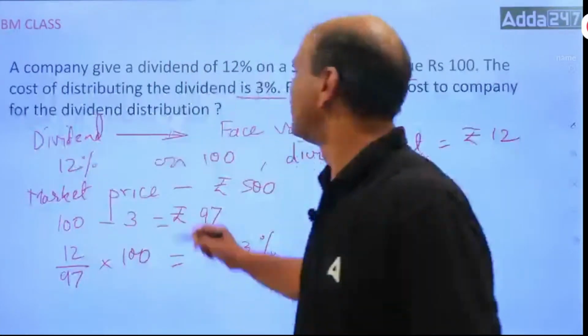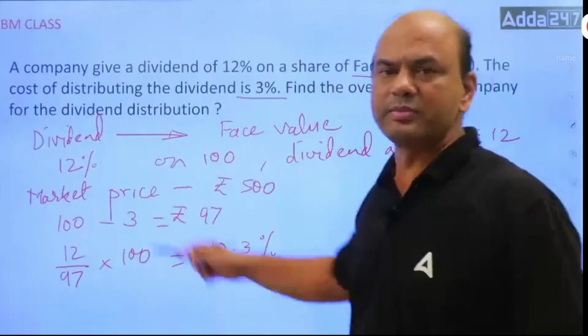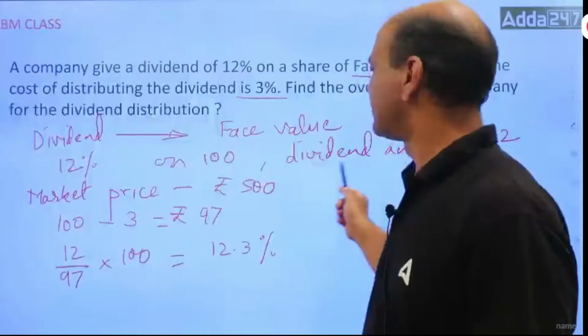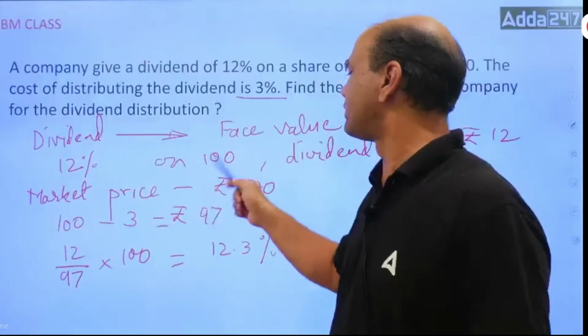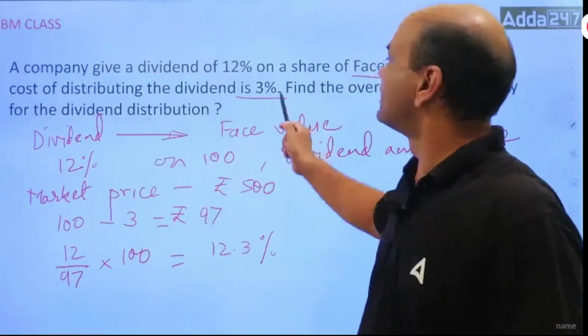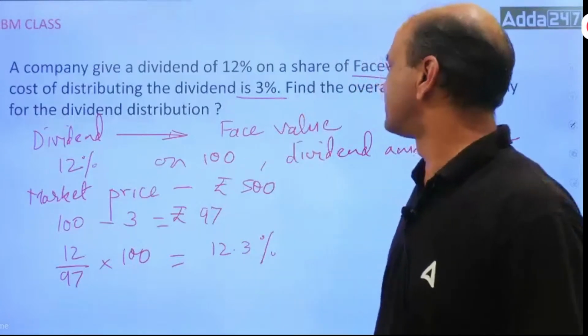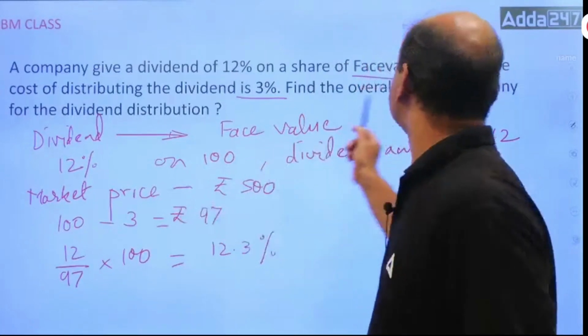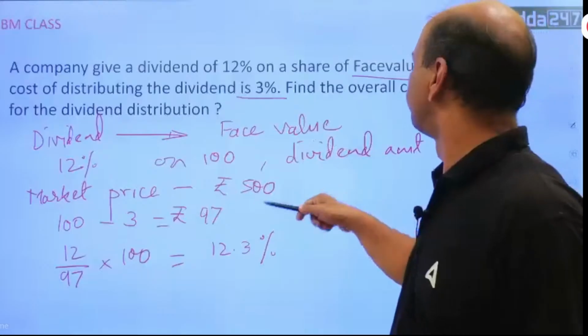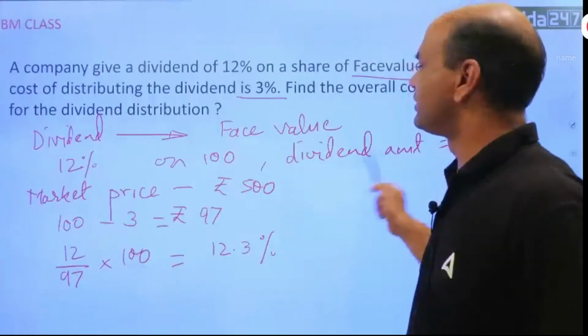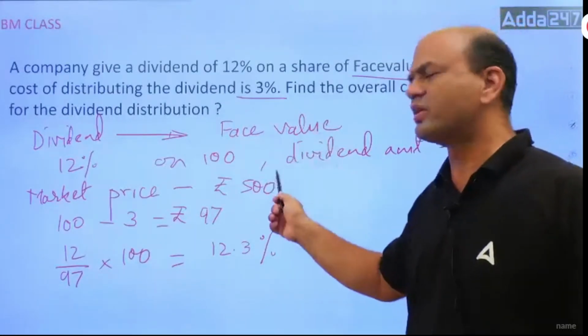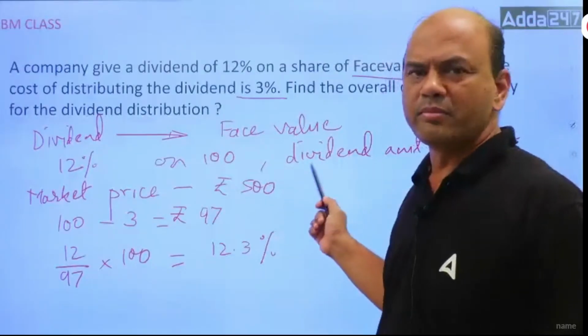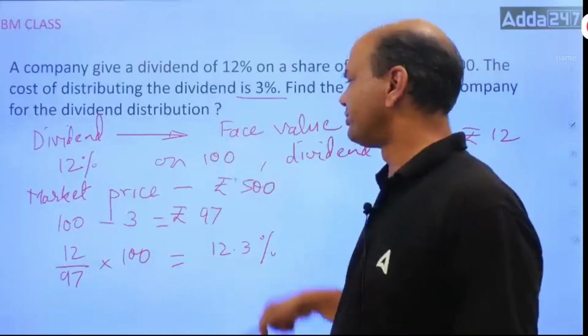So this dividend is given on the face value, 12% on 100, so 12 rupees, right? So what is the dividend given? 12 rupees, okay? Now what? 3% is the distribution cost. Let's see, is the market price given over here? No. So dividend amount is rupees 12. Market price is, let's say, 500. We are not concerned with it. Market price is not concerned over here.